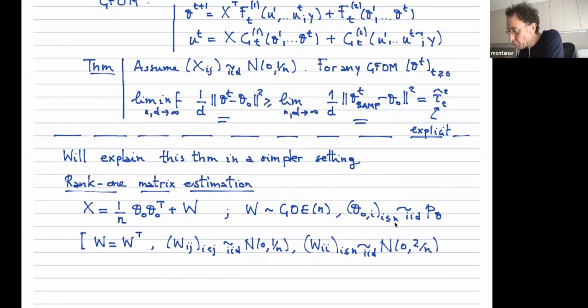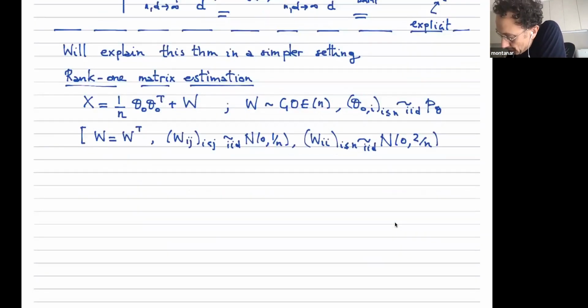Now, the reason why I don't particularly like this type of problems is that they're not particularly interesting from an applied viewpoint. They're not as interesting as regression, but definitely the math simplifies. I mean, in the sense that, okay, we'll see in what sense. So this is a model in which the unknown vector θ0 is again a vector with IID entries.